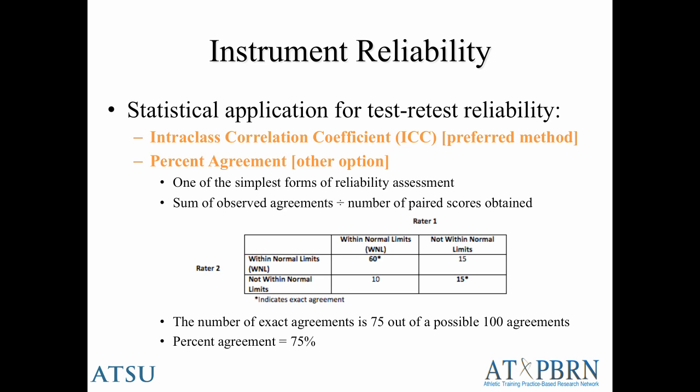Thus, while percent agreement is the simplest form of reliability, it does not take into account the number of observed agreements that may have occurred by chance.